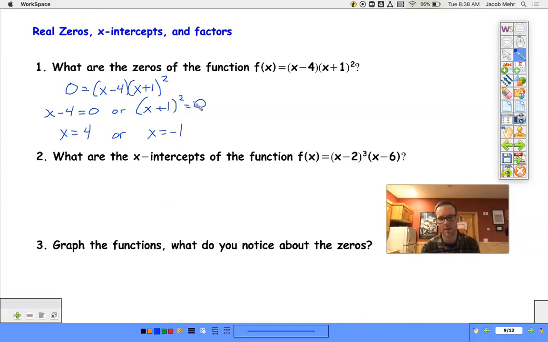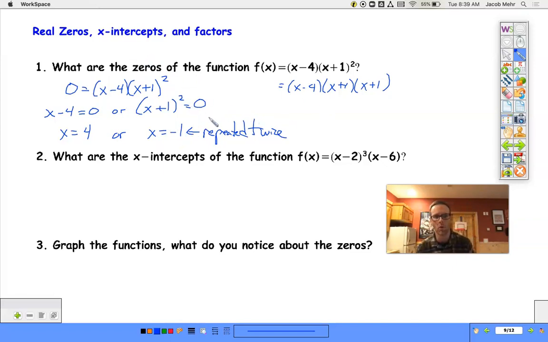Right? If I take the square root of both sides, it's still 0 over here. x plus 1 equals 0. Remember, another way to write this would have been x minus 4 times x plus 1 times x plus 1. So our solutions are 4, negative 1, or negative 1. It's just that this negative 1 is repeated twice. Or you'll see the word multiplicity. It's negative 1 and it has multiplicity 2. So I use the word zeros here, but they're really x-intercepts.